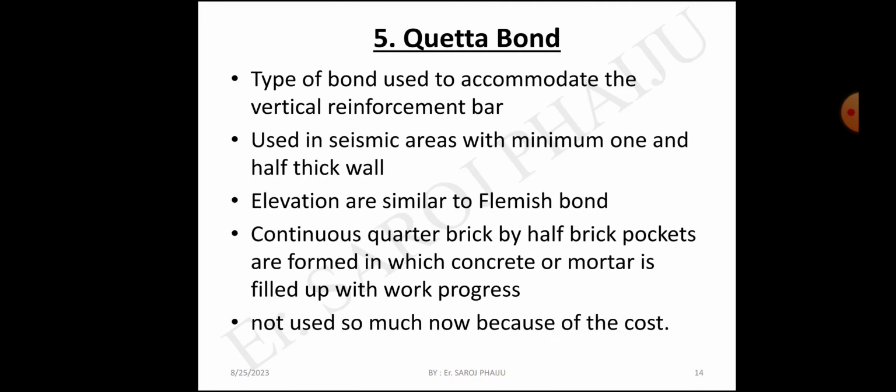Quetta bond is a type of bond used to accommodate the vertical reinforcement bar used in seismic areas, with minimum 1.5 brick thick wall. Elevation is similar to Flemish bond. Continuous quarter brick by half brick pockets are formed in which concrete or mortar is filled up with work progress. Not used so much now because of the cost.